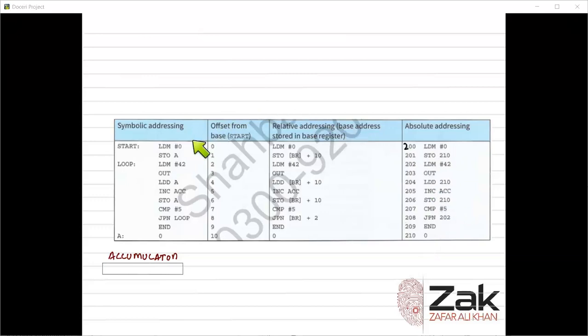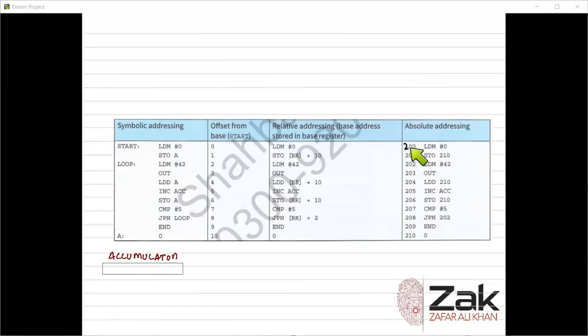In symbolic addressing, what basically happens is that we name the addresses, like we name the addresses in our languages, X, Y, variables. So what are variables in the languages? In high-level languages, variables are the names of the addresses. Over here, that is exactly what has happened.